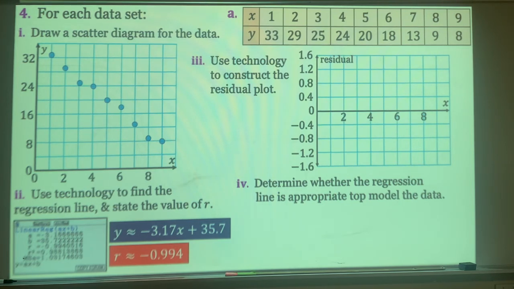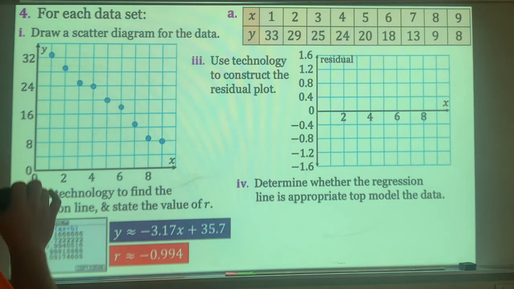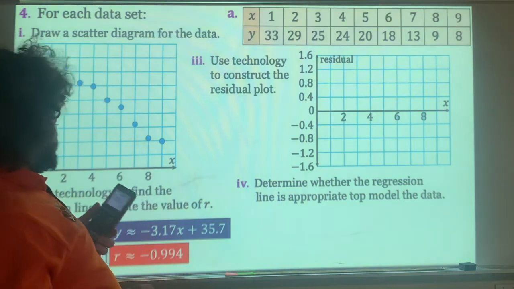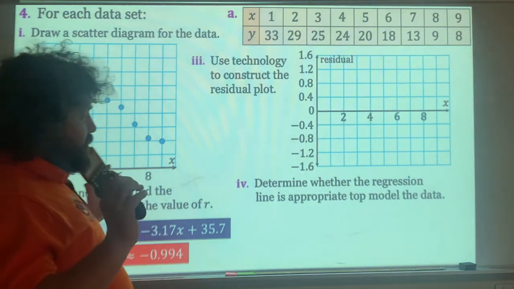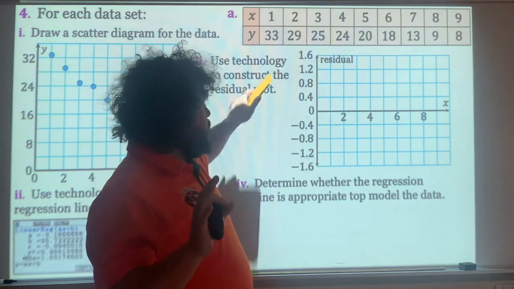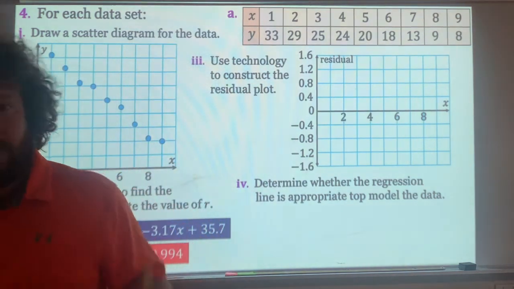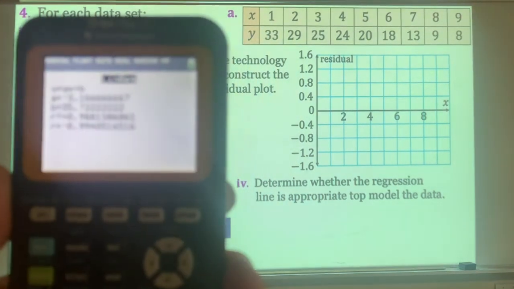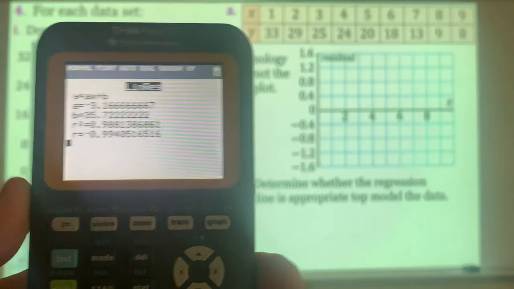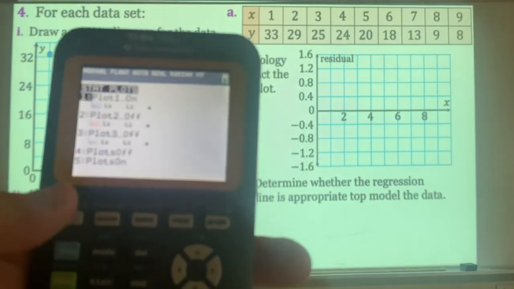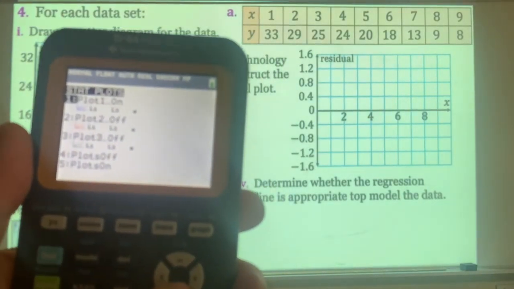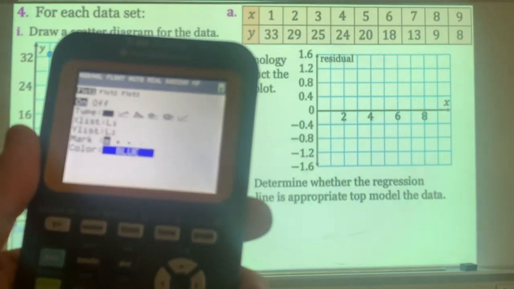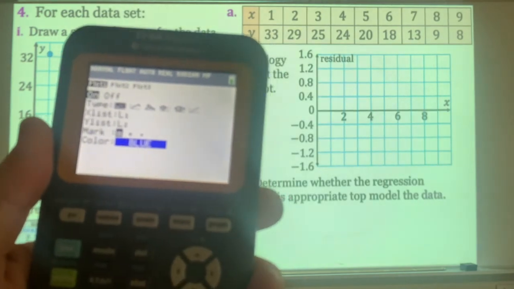Now we're going to see if this is actually a decent graph or just a trickster graph. What we're going to do is use technology to construct the residual plot. So instead of doing the big long table for the residual plot, we're going to use technology. Now I told you how to use technology before for the shortcut. Once again, you go into your calculator and hit second y equals, and I'm going to make plot 1 again. I'm just going to change my plot. Go down, down, down.